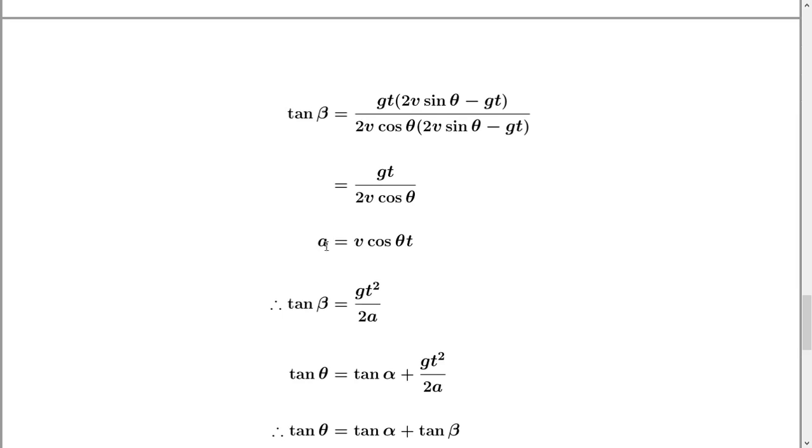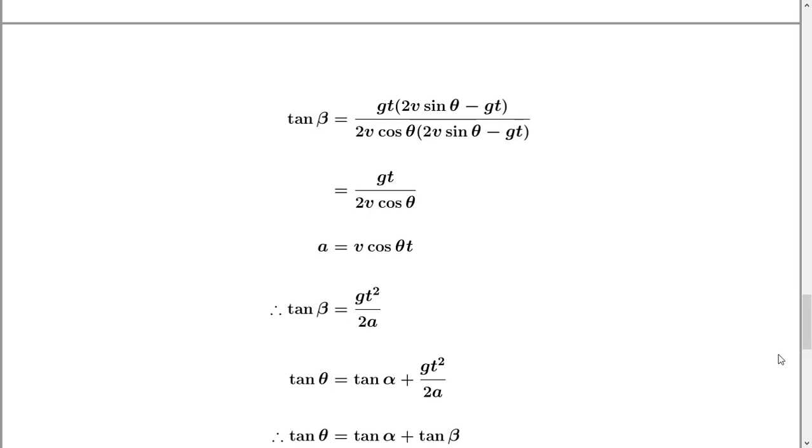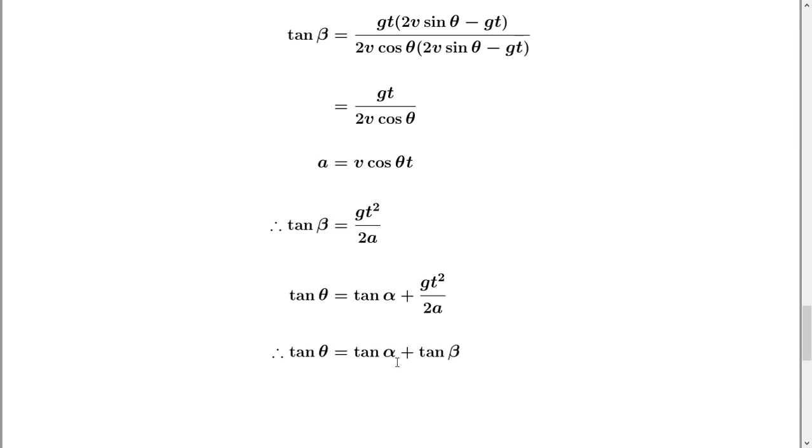But we saw earlier that a equals v cos theta times t, and therefore v cos theta equals a by t. Put that here, and what you get is tan beta equals gt square by 2a. But we saw that tan theta equals tan alpha plus gt square by 2a. This is tan beta, and therefore tan theta equals tan alpha plus tan beta.